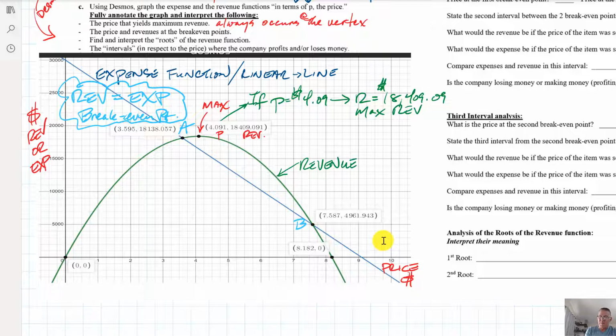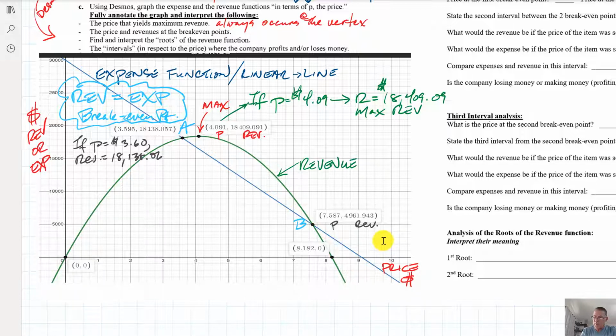So if the price is set at $3.60, and notice I'm rounding, the revenue obtained will be right here, $18,138 and looks like 6 cents. That's your first break-even price. This happens twice in this situation, once at A and once at B. Again, this is price and this is revenue.